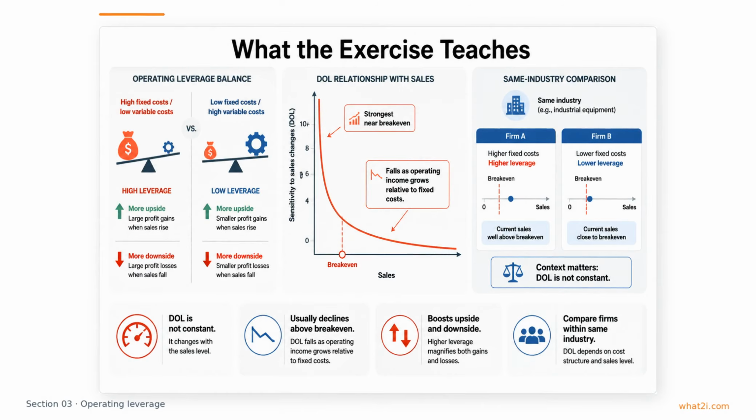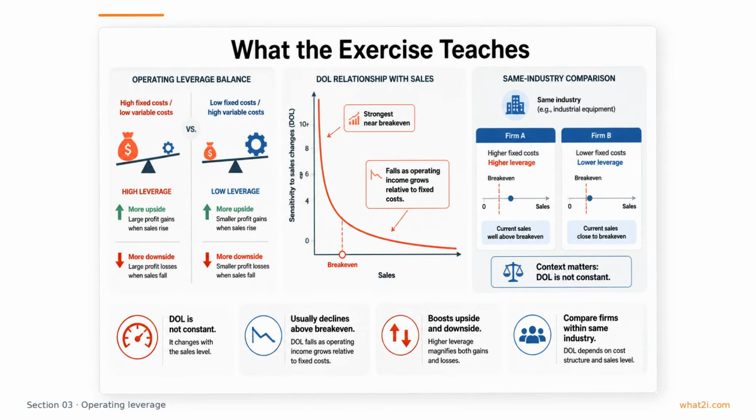The main lesson is that DOL is not constant. It is usually highest near break-even, where operating income is small relative to contribution margin. As a company moves farther above break-even and operating income grows, the same sales change tends to create a smaller percentage swing in profit. High operating leverage still brings both upside and downside, but the intensity changes with sales level. That is why two companies in the same industry can have very different earning sensitivity at the same moment. Context matters just as much as the underlying cost structure.